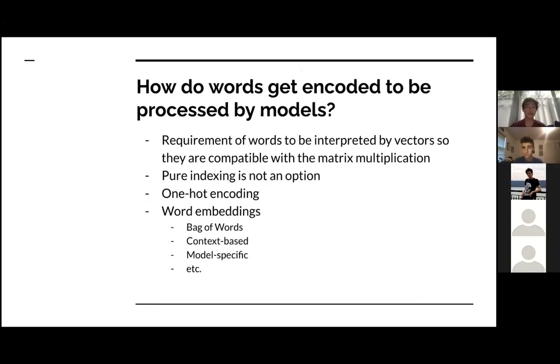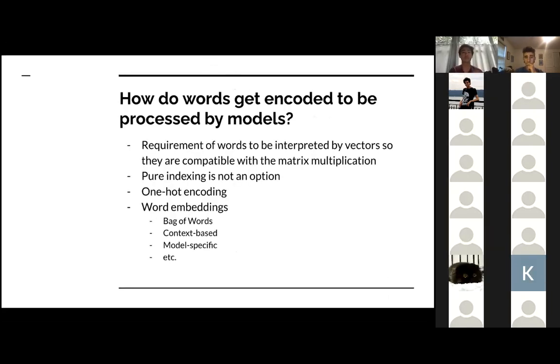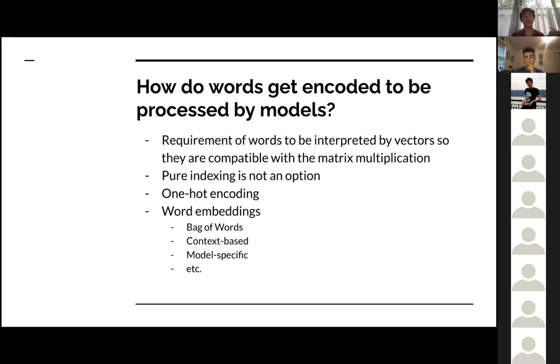So we're going to be reviewing how words get encoded to be processed by models. Words must be interpreted as vectors because they need to be compatible with matrix multiplication and dot products, otherwise we have no way to actually do a forward propagation or any actual math. A naive approach would be to do pure indexing. So let's have a sentence: how do words get encoded? If we want to represent the word "how," we use a 1. If we want to represent the word "do," that's a 2, then 3 and 4.